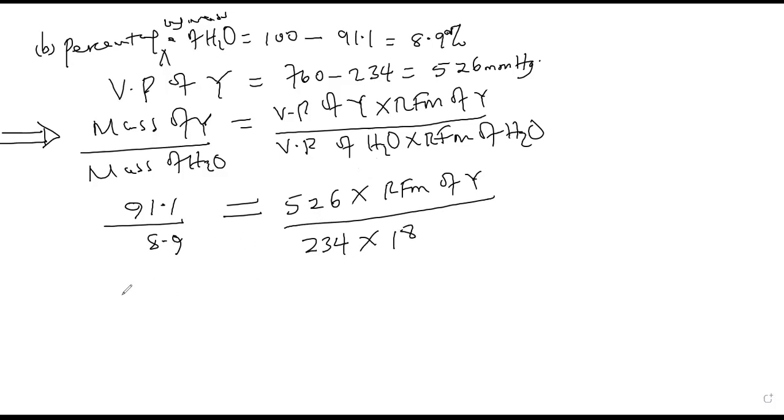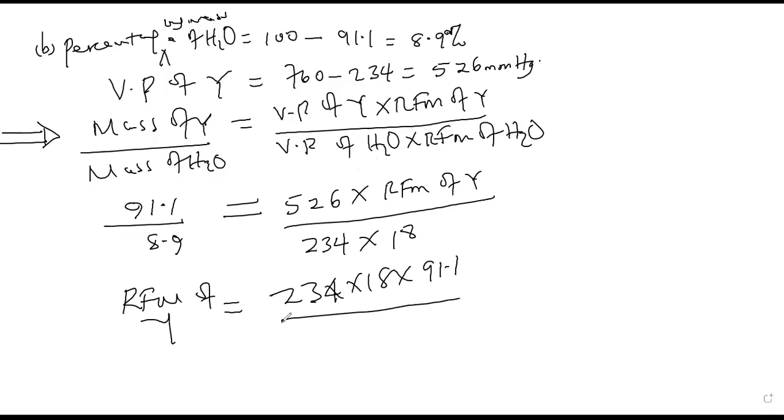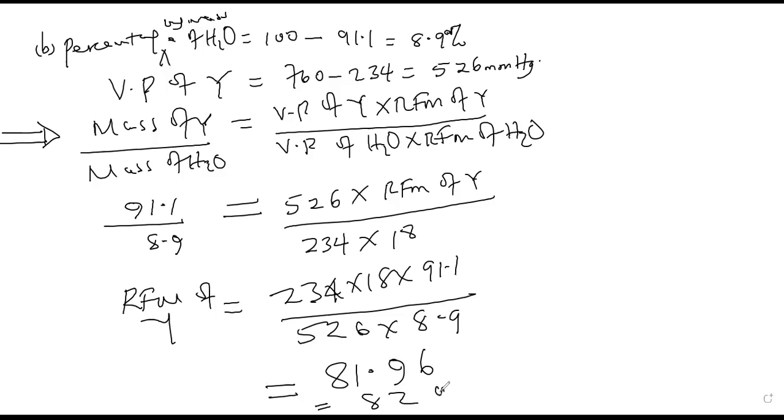Cross multiply and get the relative formula mass of Y. So the relative formula mass of Y is going to be equal to 234 times 18 times 91.1 out of 526 times 8.9. So it is going to be 81.96, which is the same as 82 grams. For this case, you can round off to 82. So that is the relative formula mass, or the molecular mass, of Y.